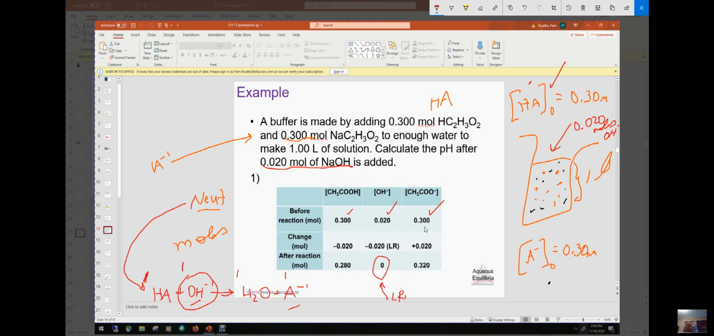Okay. How much sodium acetate did I have to start with? The amount of acetate was 0.3. Look where it is on the right-hand side. For every hydroxide that gets used up, I create 1 A minus. Right? That's why it goes up. So I had 0.3 to start with. It goes up by 0.02. At the end, 0.32. Okay? All right. Now, these guys are in moles.